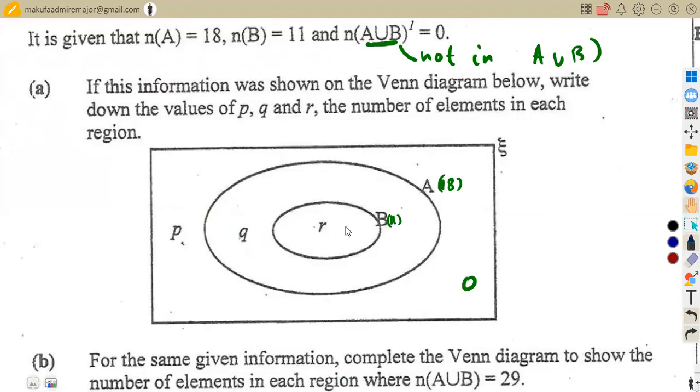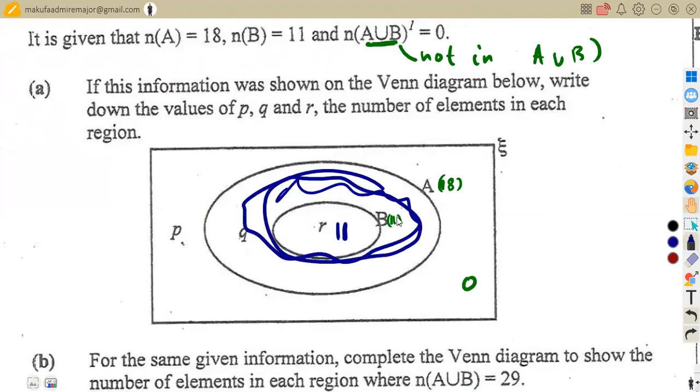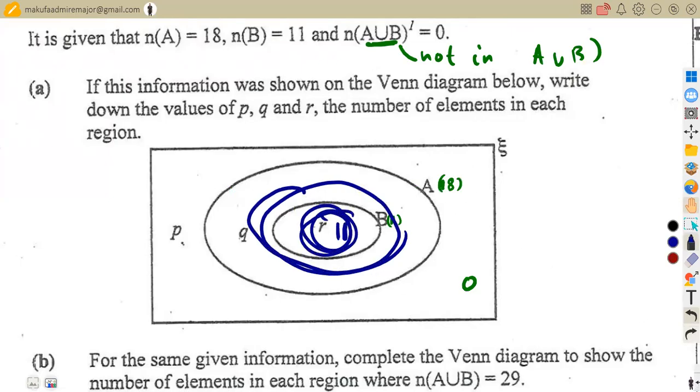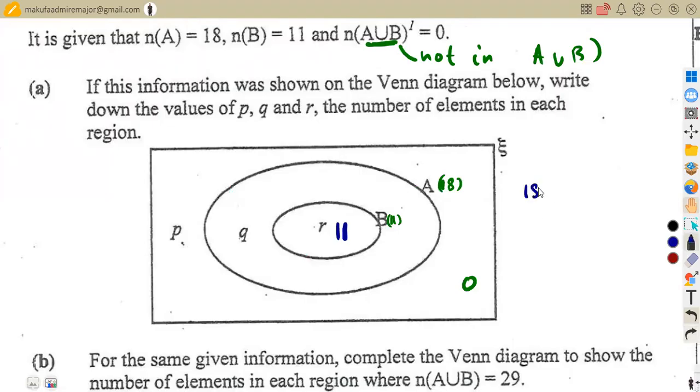So here there are 11 elements in B. But the whole of A is supposed to carry 18 elements. If we have already removed these 11 elements in B, how many elements are going to remain on the outer part, so that if we combine what is outside and what is inside of B, we must get 18? We simply subtract 18 minus 11, which is 7 in this case. So here there are 7 elements, and here there's nothing.